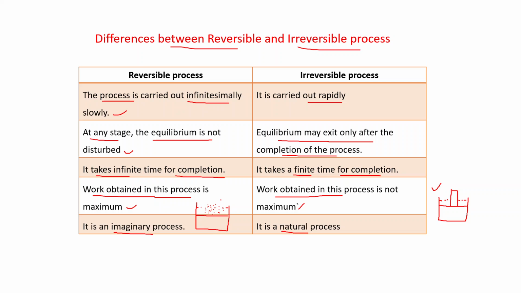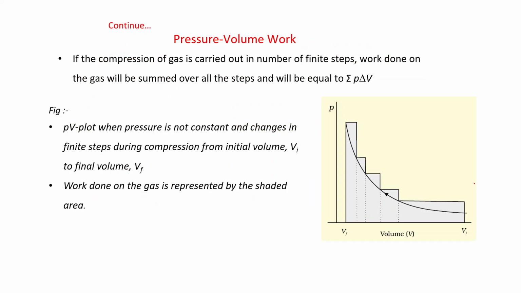Okay, this is the example of a reversible process and the other is the example of an irreversible process. Now, if the compression of gas is carried out in a number of finite steps, work done on the gas will be summed over all the steps and will be equal to sigma, this symbol is for sigma, that is sum up, P delta V.